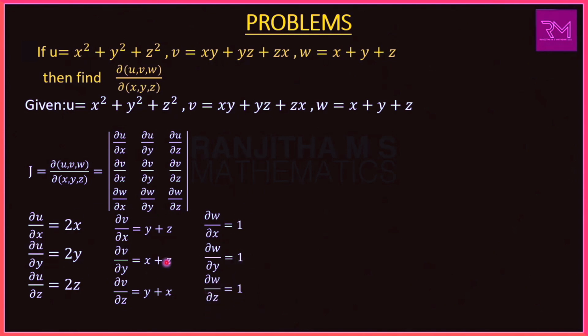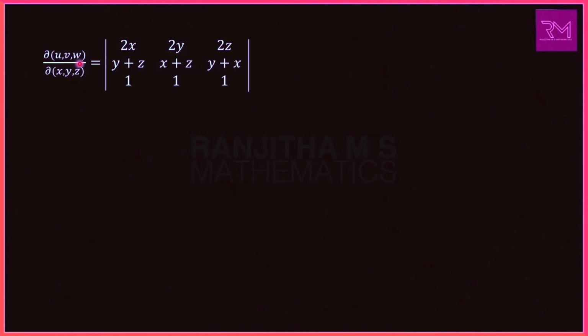After finding all these values, we have to substitute in the formula of Jacobian and simplify. We get the value as del of u comma v comma w divided by del of x comma y comma z. Substitute all these values, we get 2x, 2y, 2z, y plus z, x plus z, y plus x, 1, 1, 1. In the next step, we have to simplify the determinant.